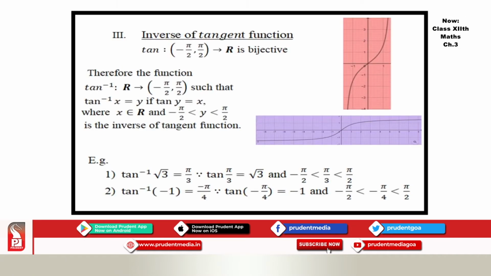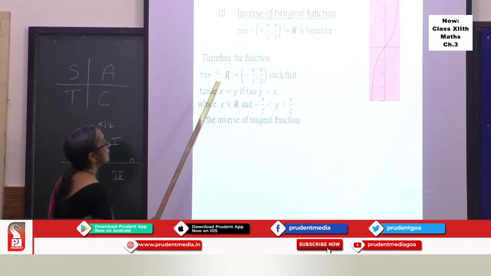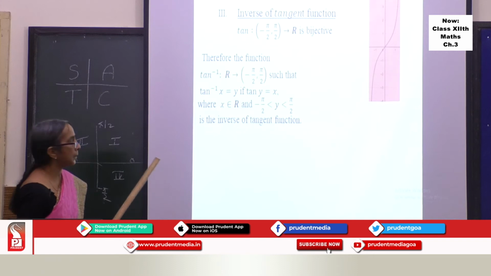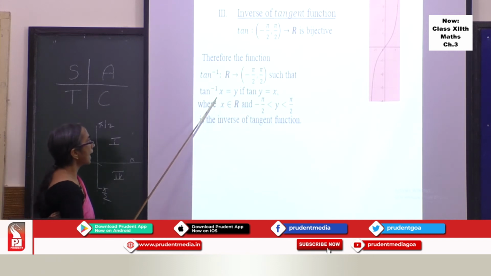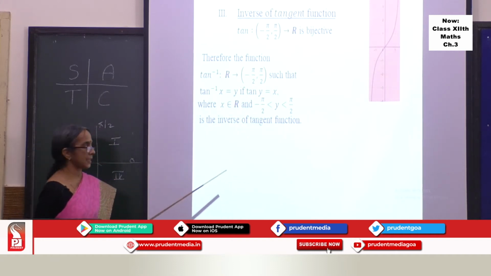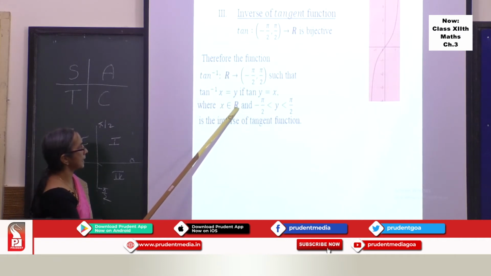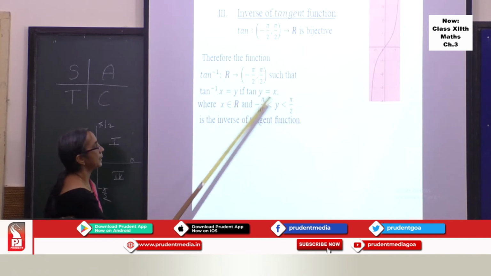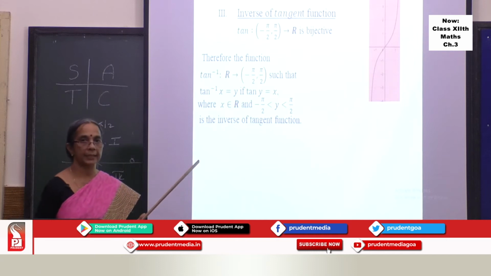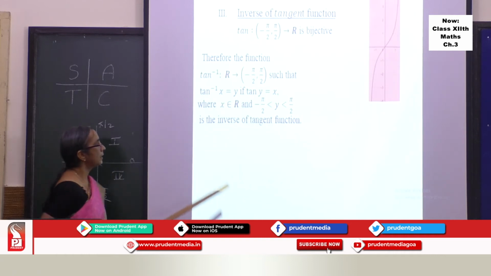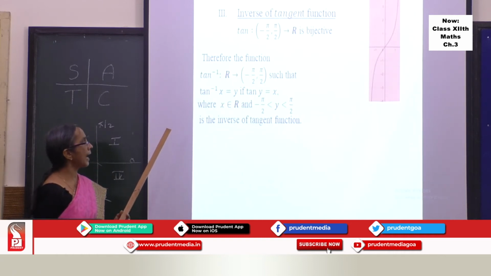Okay. Now let us see what the inverse of this function is. Since this is the domain and this is the range, for the inverse, the domain is R and the range is minus pi by 2 to pi by 2, such that tan inverse of x is equal to y if tan y is equal to x. Here x is any real number, and y is between minus pi by 2 and pi by 2, excluding minus pi by 2 and pi by 2. That means y belongs to this set. That is the inverse of the tangent function or tan function.